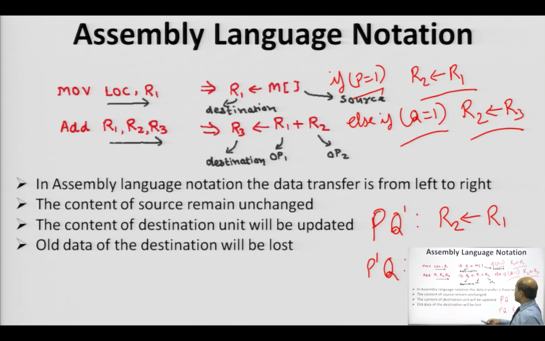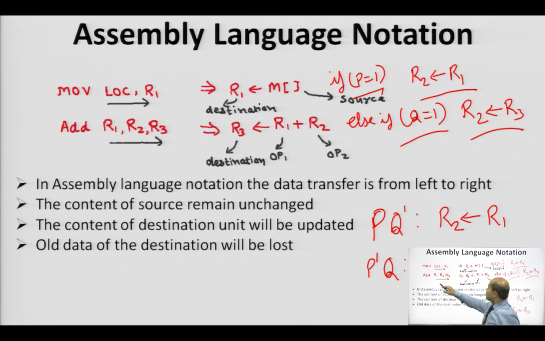And we have also talked about various assembly language notations. In the case of assembly language, the data transfer from left to right is represented. For example, move memory location to R1. It simply says we are transferring the content of some memory location to R1. So, this can be interpreted as R1 arrow memory location, where R1 is the destination and this is your source.